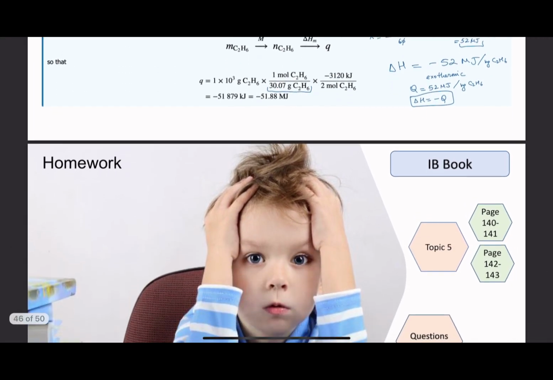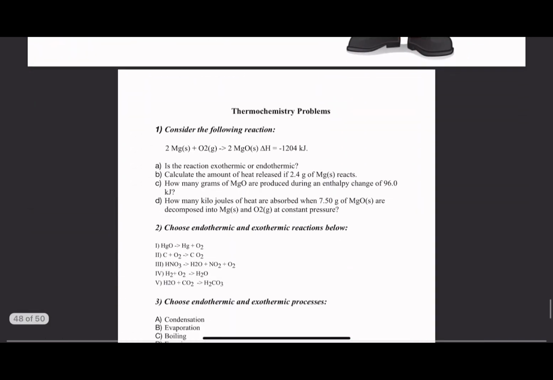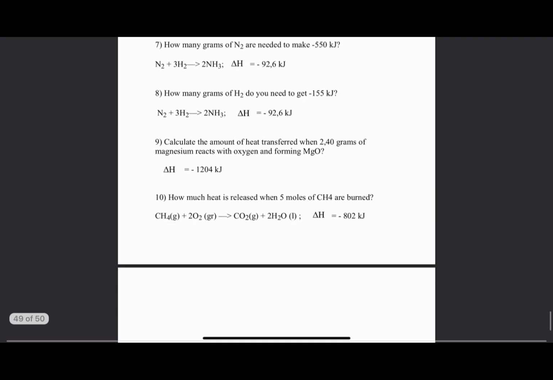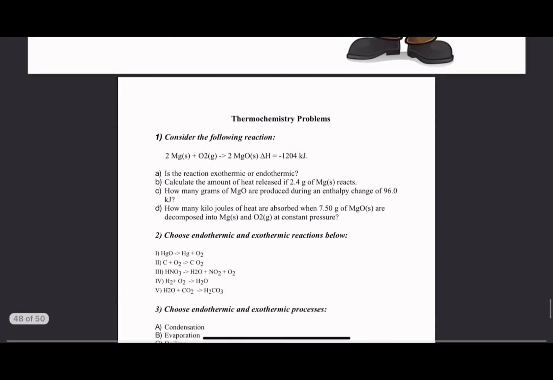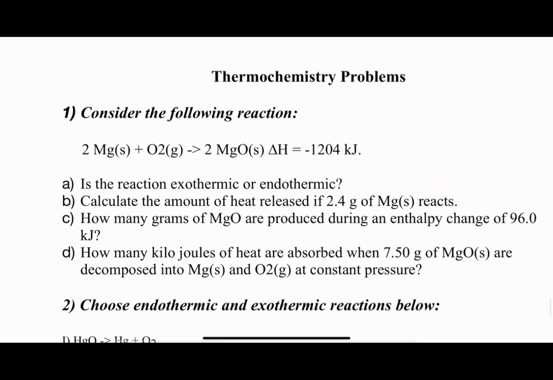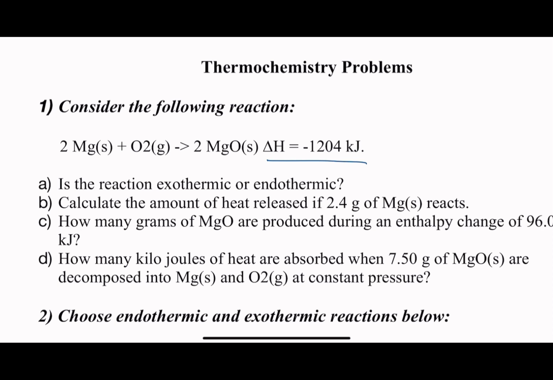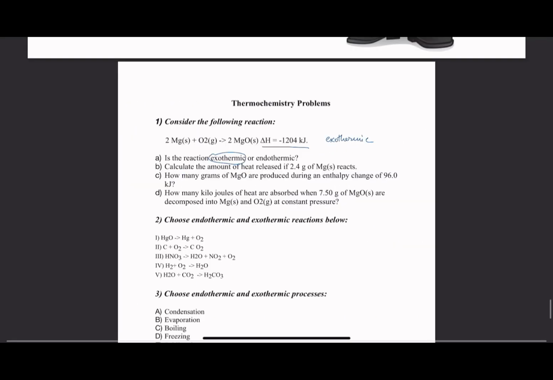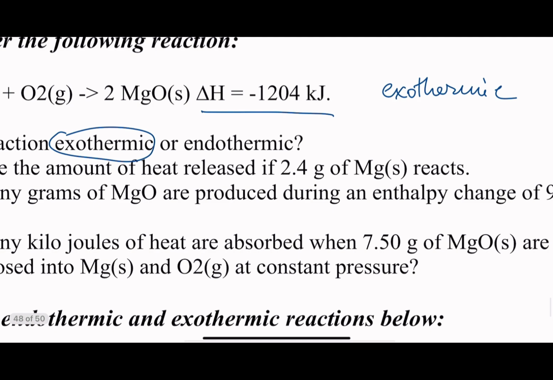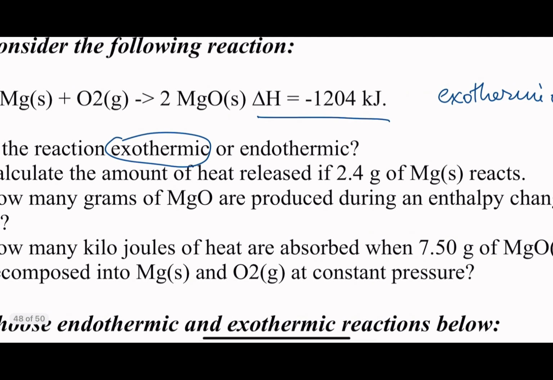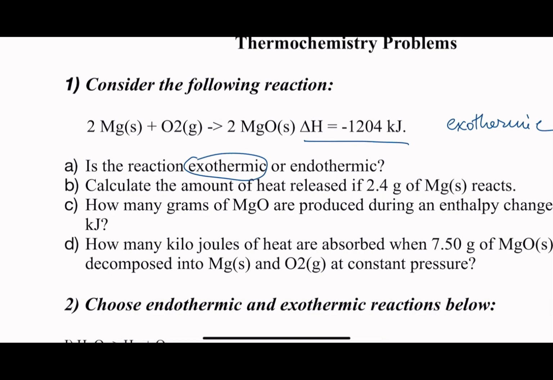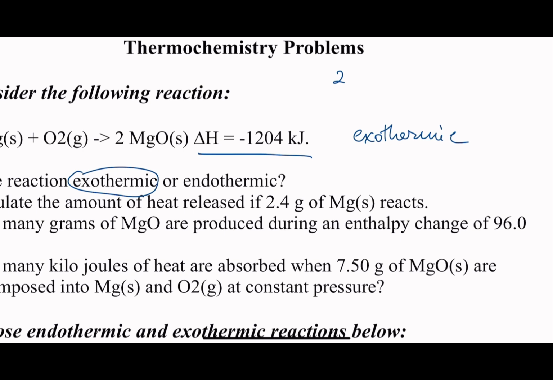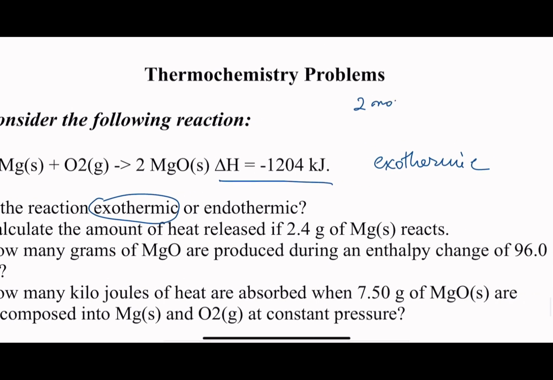I think I'm just going to do these worksheet questions with you guys in the class, once we cover this. So now on this one we see that this reaction has delta H negative, so we know that it is exothermic right away. Is this reaction exothermic? Yes. Calculate the amount of heat released if 2.4 gram of magnesium reacts. You see that for 2 moles of magnesium, our system has released this much energy.